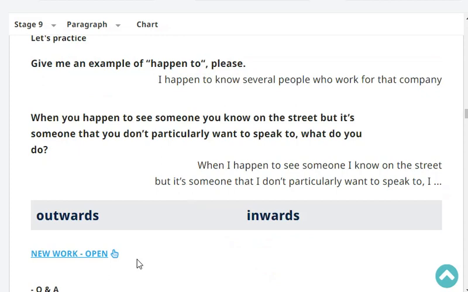When you happen to see someone you know on the street, but it's someone that you don't particularly want to speak to, what do you do? When I happen to see someone I know on the street, but it's someone that I don't particularly want to speak to, I pretend I don't notice him.